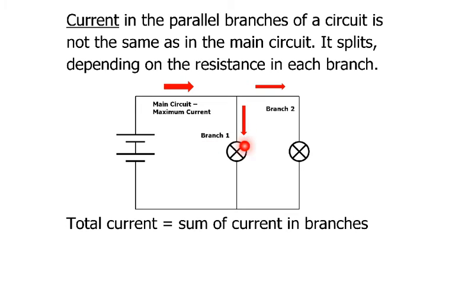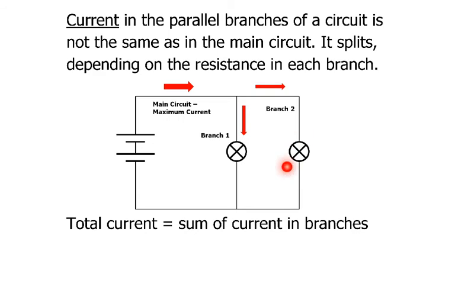More resistance, less current. If there's less resistance, there's more current, because of course resistance is how much current is allowed to flow, or how hard it is for current to flow. So more resistance means it's harder, and most of the current will take the easier path. And you can calculate that mathematically, which way it works.